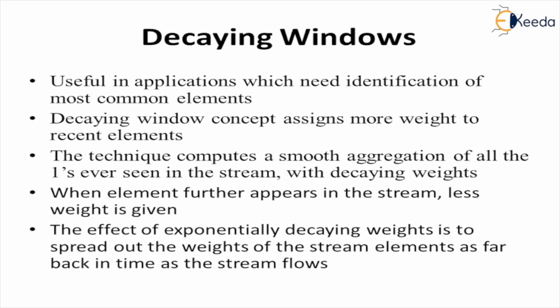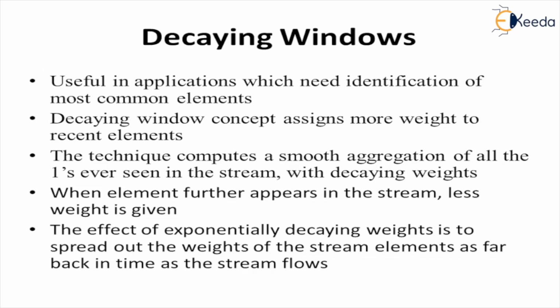Decaying window is useful in applications which need identification of most common elements. The decaying window concept assigns more weight to the recent elements than the past elements. The technique computes a smooth aggregation of all the ones ever seen in the string with decaying weights. So the weight will be reducing. When an element appears further in the string, less weight is given than to the new type of element or distinct element.